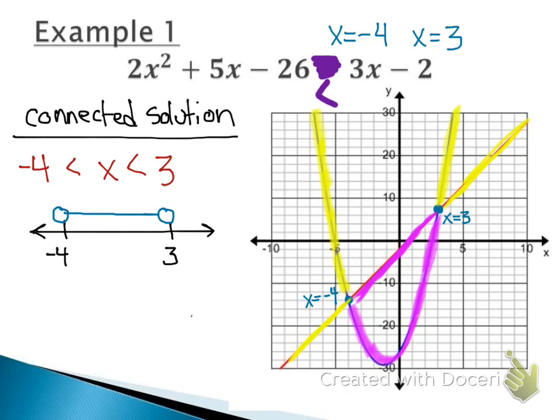And then with my interval notation, this time I don't need the infinities because I don't have arrows going off in opposite directions. I've got a very clear starting point and ending point. I'm starting at -4, I'm ending at +3. So I'm not heading towards infinity in either direction.